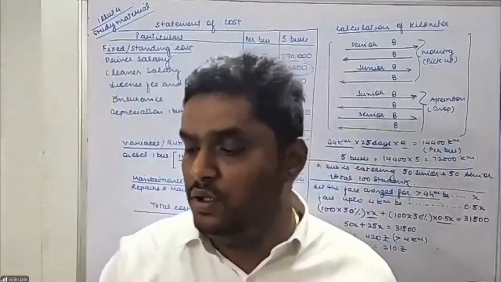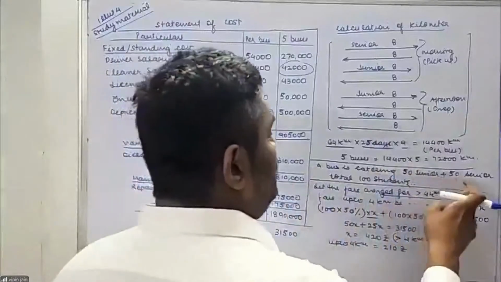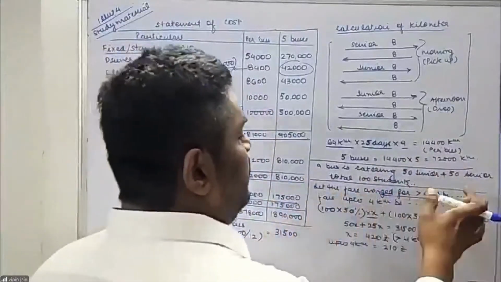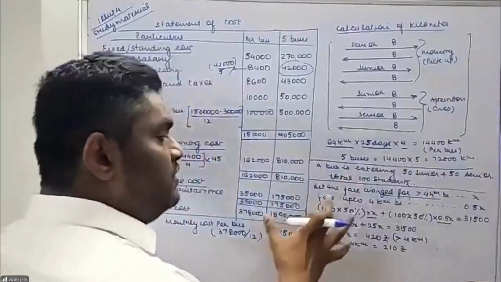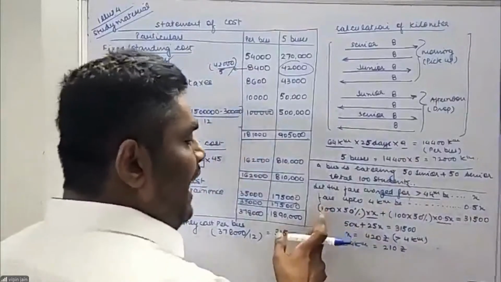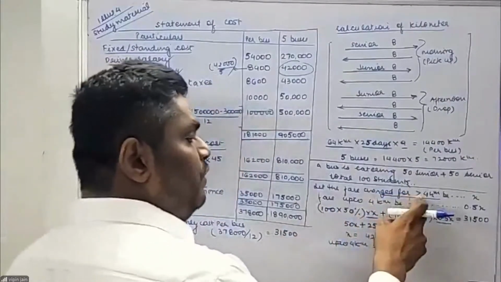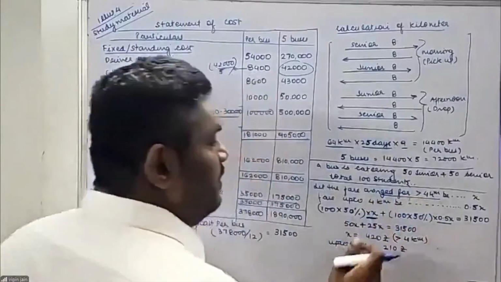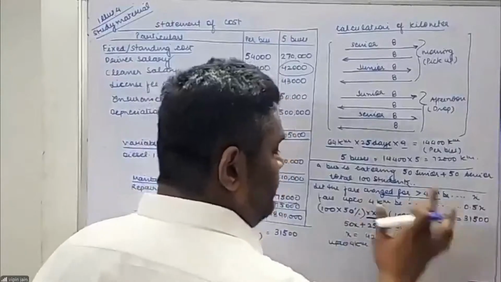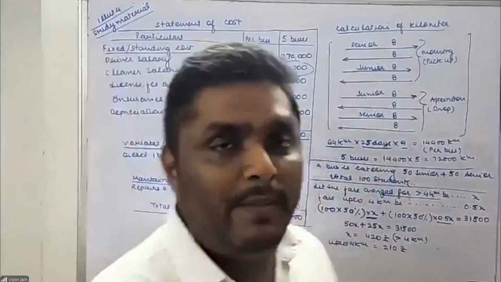If you have any doubts or queries, you can please post. Again, I repeat, a bus is catering 50 junior, 50 senior students, total 100 students. Let the fare charged for more than 4 kilometers be X. So fare up to 4 kilometers will be 0.5x. Out of 100 students, 50% are traveling more than 4 kilometers, so their fare will be X. 50% are traveling up to 4 kilometers, their fare will be 0.5x. And this should be equal to 31,500. So the value of X will be 420.